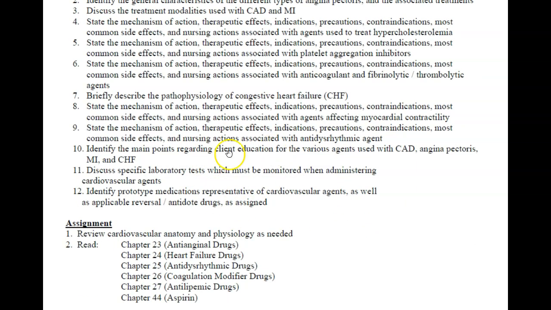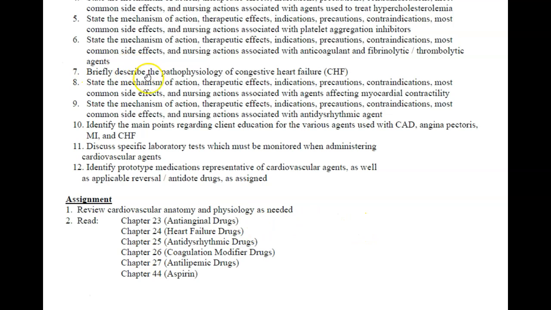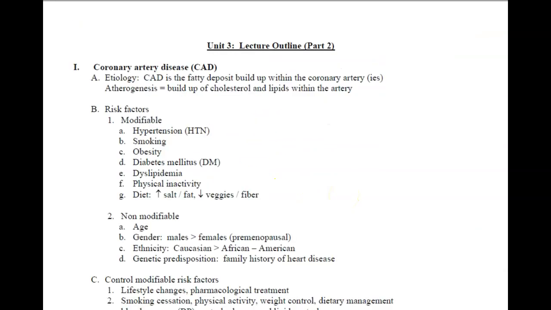And then these are your reading assignments. 1. Review cardiovascular anatomy and physiology as needed. And then for your textbook, you can read chapter 23, 24, 25, 26, 27, and 44. So first, let's talk about coronary artery disease, or CAD.